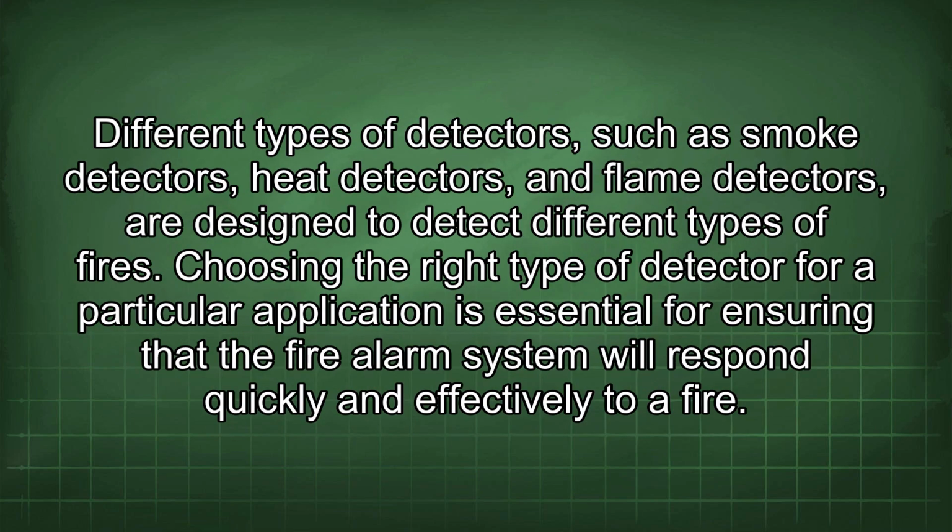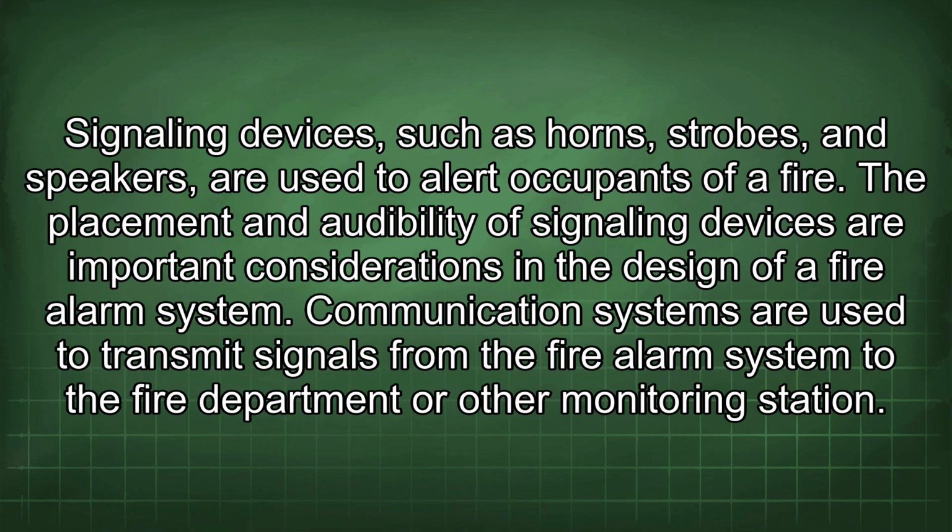Different types of detectors, such as smoke detectors, heat detectors, and flame detectors, are designed to detect different types of fires. Choosing the right type of detector for a particular application is essential for ensuring that the fire alarm system will respond quickly and effectively to a fire. Signaling devices, such as horns, strobes, and speakers, are used to alert occupants of a fire. The placement and audibility of signaling devices are important considerations in the design of a fire alarm system.